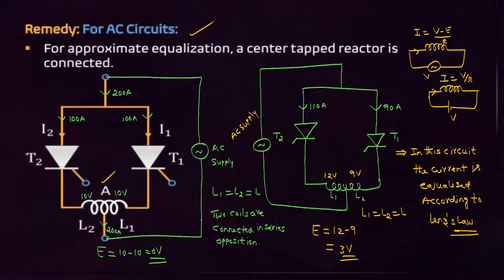Very important. For DC circuits, to equalize the unequal current sharing due to unequal static VI characteristics, you have to use a resistor. For AC circuits you have to use a center tap reactor. This circuit works according to Lenz's law. That point only you have to remember. For AC you have to use a center tap reactor.